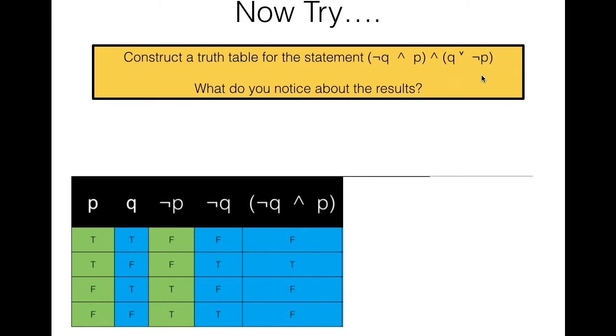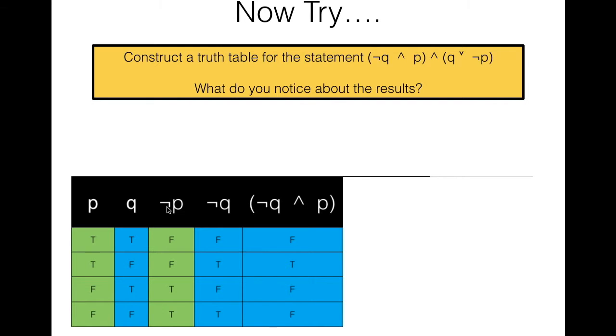Okay, so that's sorted out this first statement here. The second statement is an inclusive disjunction between Q or not P. So now I'm interested in these two middle columns. Now we know with an inclusive disjunction we only need one of those statements to be true in order for the overall statement to be true.